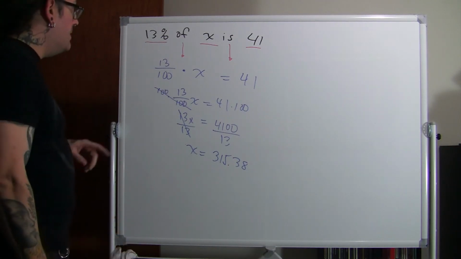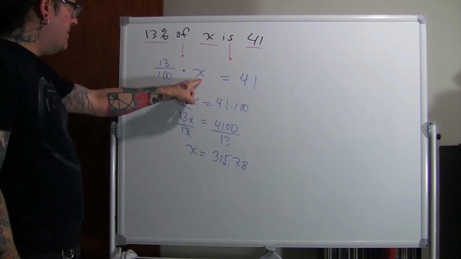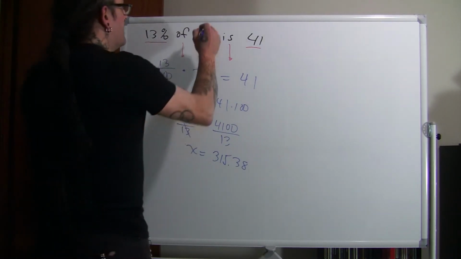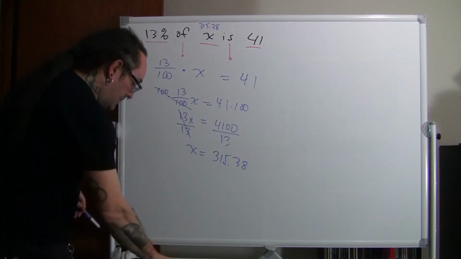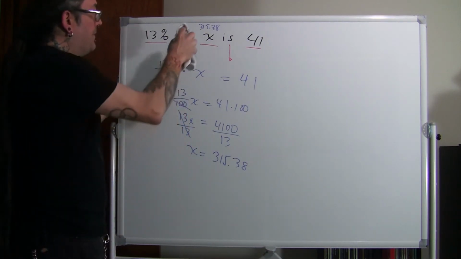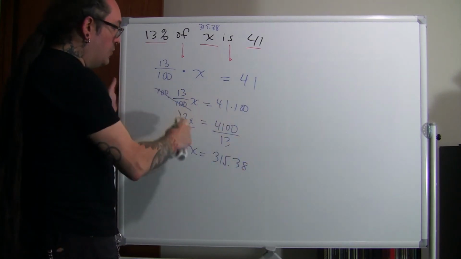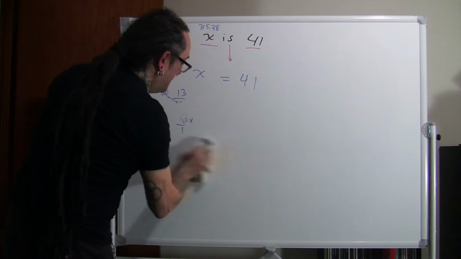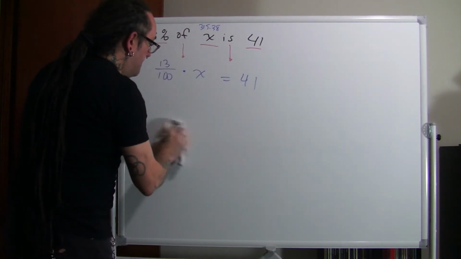Now, let's see what happens. To check my answer, I put 315.38 here, so this says that the answer is 315.38. Let's see if that actually is true. 315.38 is an estimate, but I'm going to erase this because this is our solution. Now we're going to plug our answer back in. Does it actually make sense?